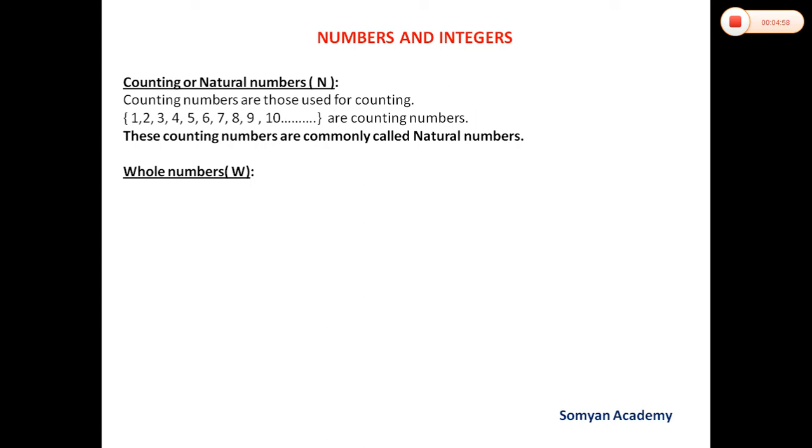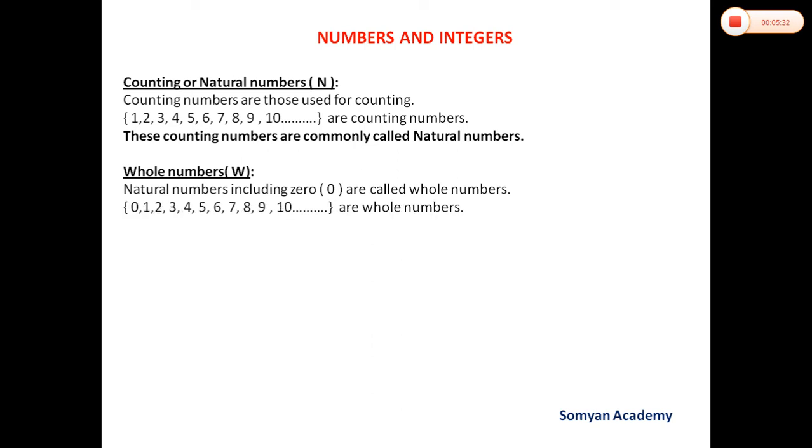Now we take another number category, that is the whole numbers. What are the whole numbers? You see, in counting or natural numbers, there is no zero included. So, what are the whole numbers? Whole numbers are nothing but the counting numbers or natural numbers including zero. So, the natural numbers including zero are called whole numbers. 0, 1, 2, 3, 4, 5, 6, 7, 8, 9 are the whole numbers.